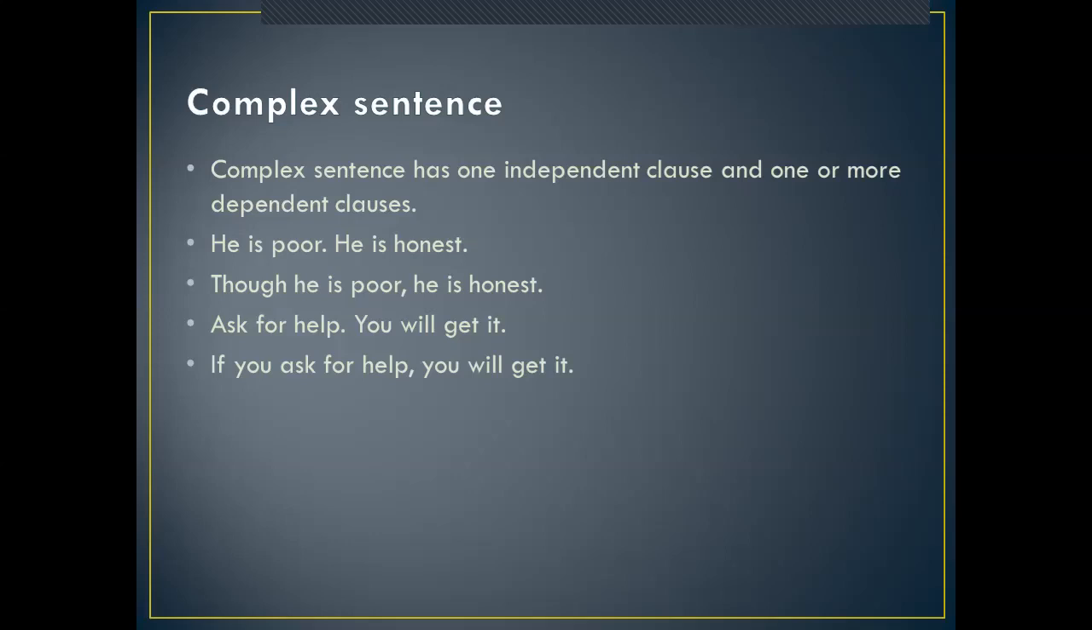No need to depend on any other clause in order to give complete sense. So this is called an independent clause, and the other clause should depend on another clause to give the complete meaning. That's why this is called a subordinate clause. In a complex sentence, one main clause is compulsory, and one or more subordinate clauses may be there. This is a complex sentence.